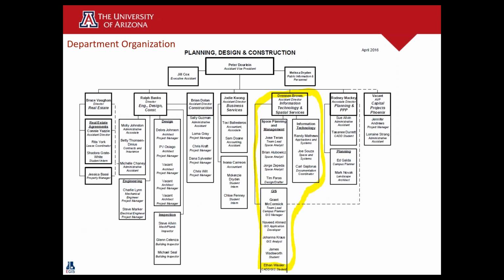This is the org chart of our department, Planning, Design, and Construction, which is a sister department on this campus to Facilities Management, Parking and Transportation, and a number of other departments that report up through the Business Affairs Division. Circled in yellow is the Spatial Services and IT Division within which the GIS is housed, and there's about 12 FTEs in the Spatial Services Division and about 4 now in the GIS area. And I have been with the university for 21 years now.